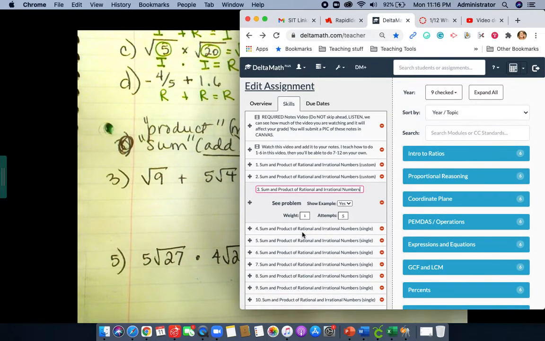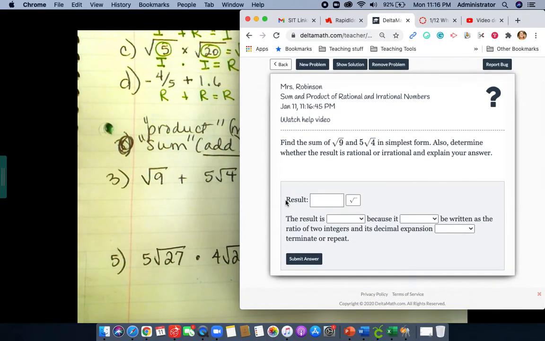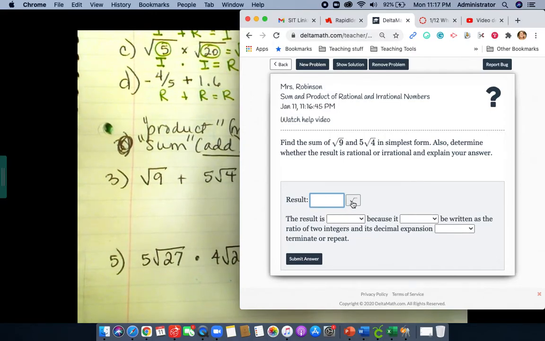For number 3, if we take a look at this problem, and I'm in teacher view, so it looks different from yours, but here's your problem for 3. It says find the sum of the square root of 9 and 5 square roots of 4 in simplest form. Also, determine whether the result is rational or irrational and explain your answer. So you're actually going to have to type in the answer, and then you would press that. That's a button you can press if it's a square root. I just hit delete, so it went away. And then you have these drop downs, okay?